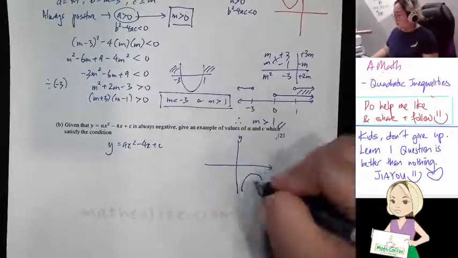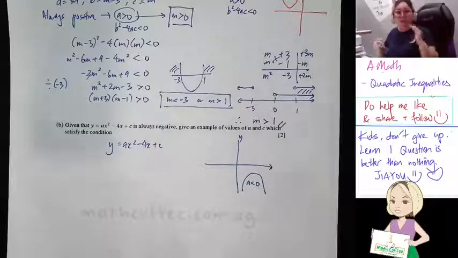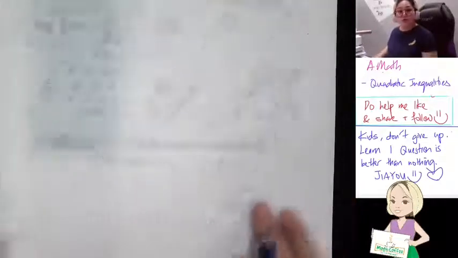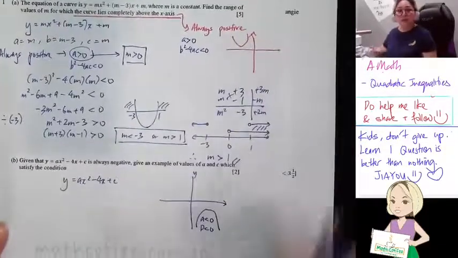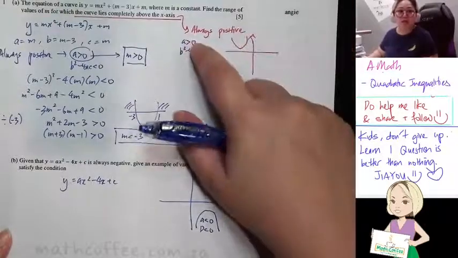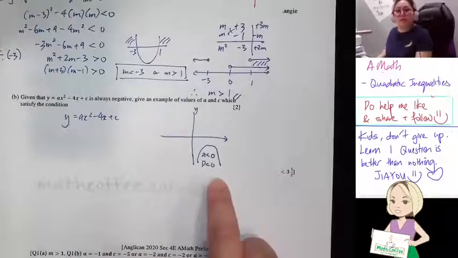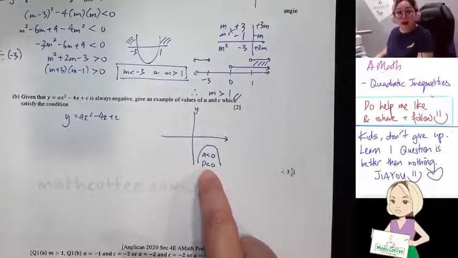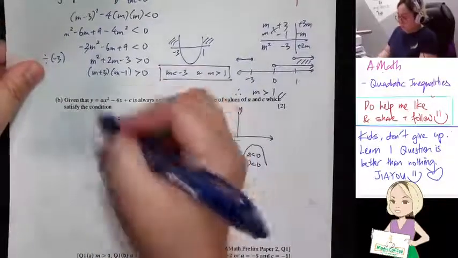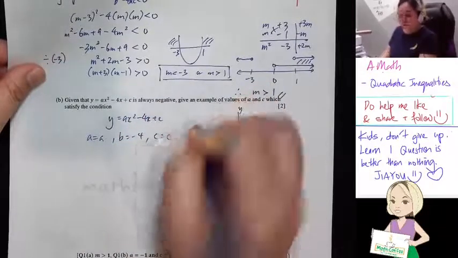First is a sad face, so a is less than 0. The second condition is, because it does not cut the x-axis, meaning no roots, my discriminant is less than 0. So take note, just now you saw these 2 questions and the differences. This is always positive, so it is above and it's a happy face. So a more than 0, discriminant less than 0. This is always negative, it is below the x-axis. Both have discriminant less than 0, but this is a sad face, so a is less than 0. By looking at this function, my a is a, my b is negative 4, and my c is c for this case.